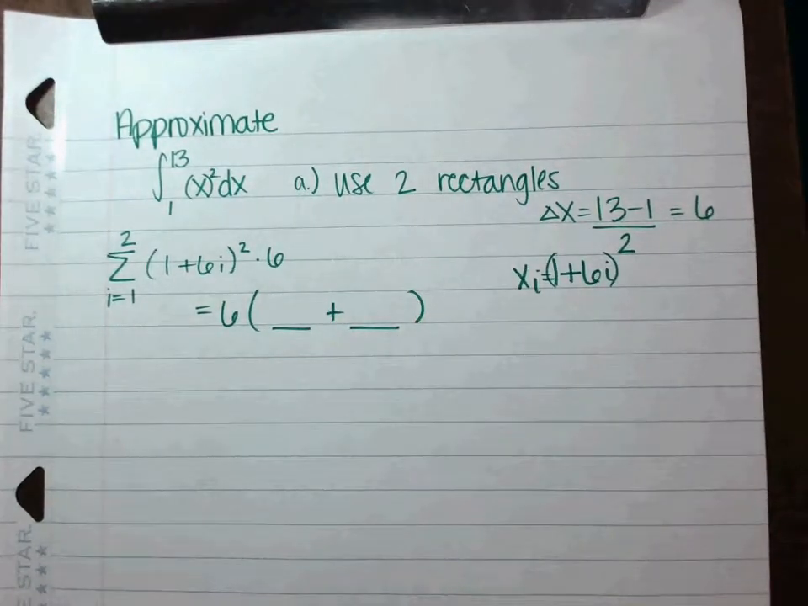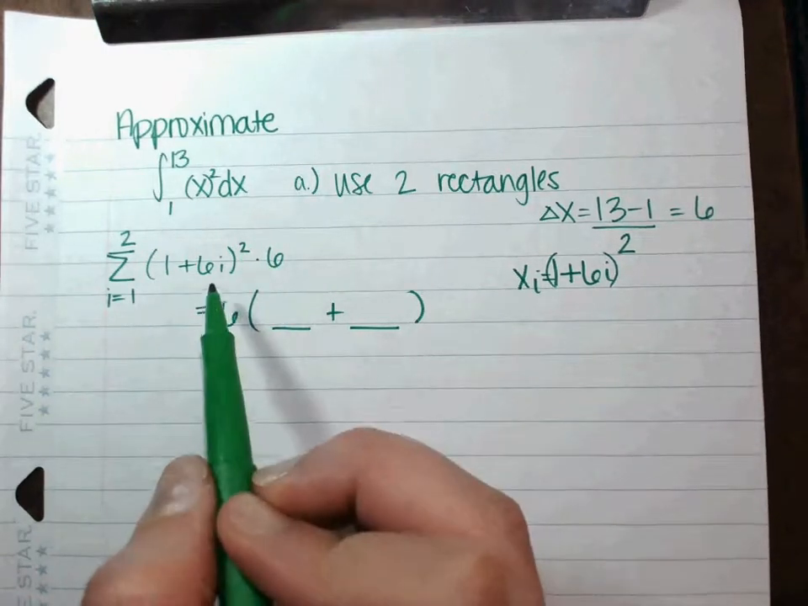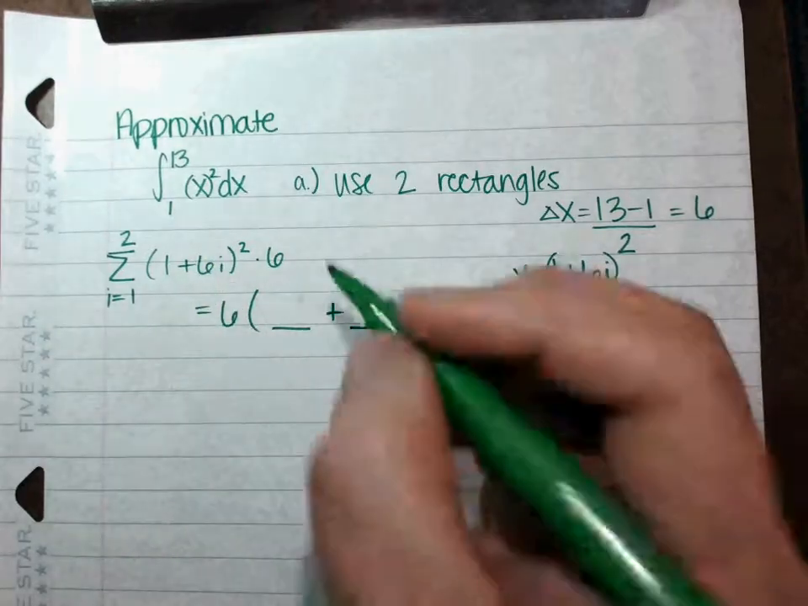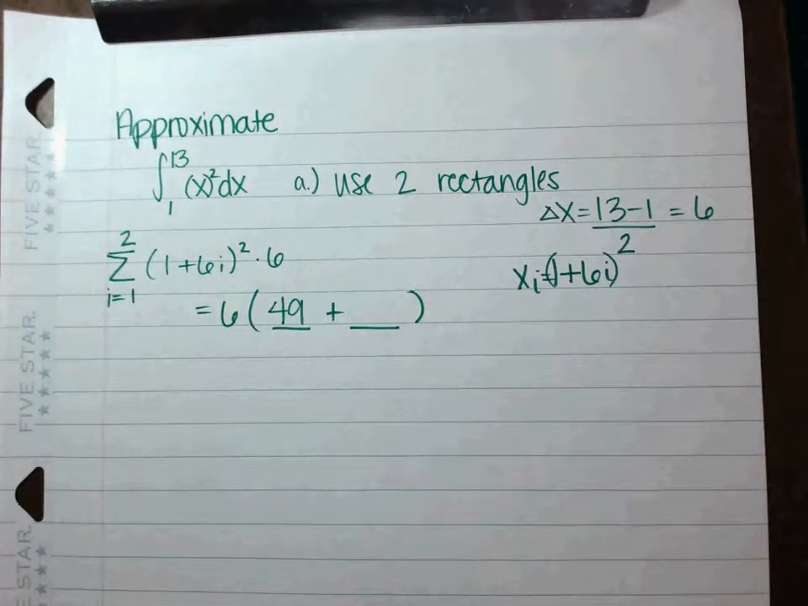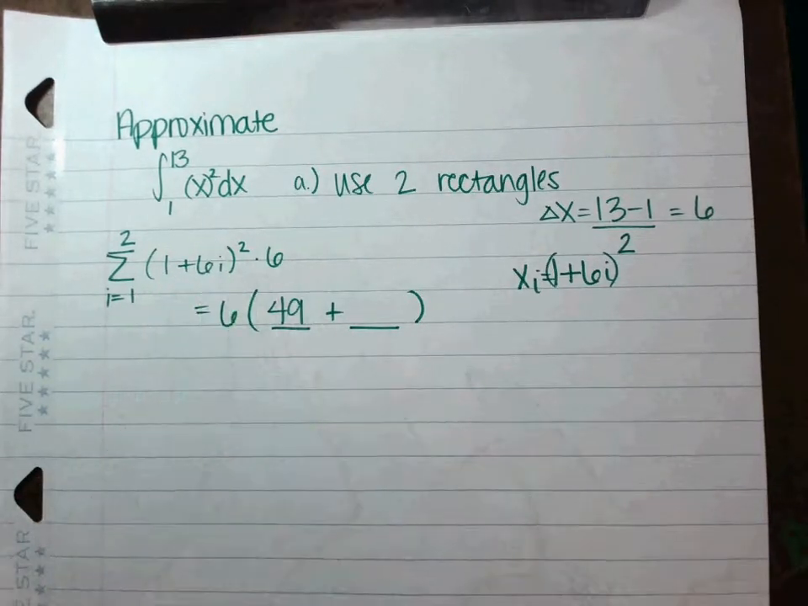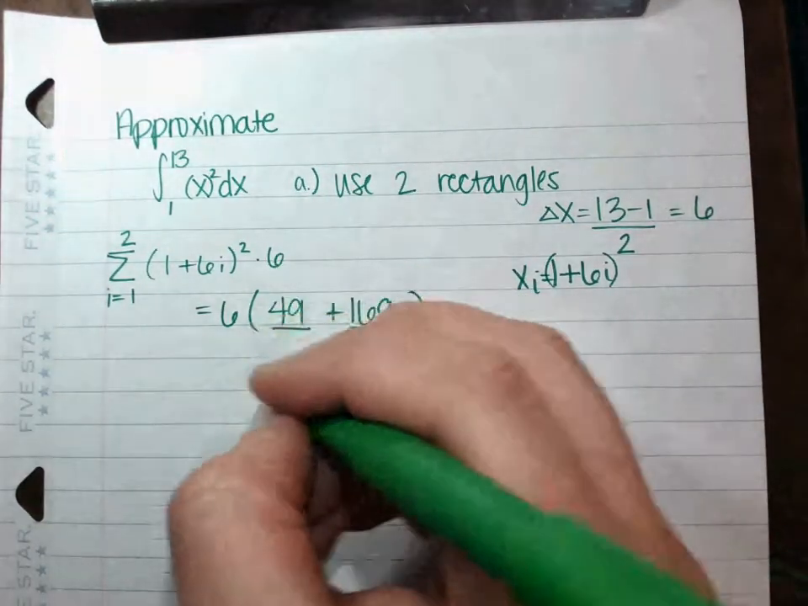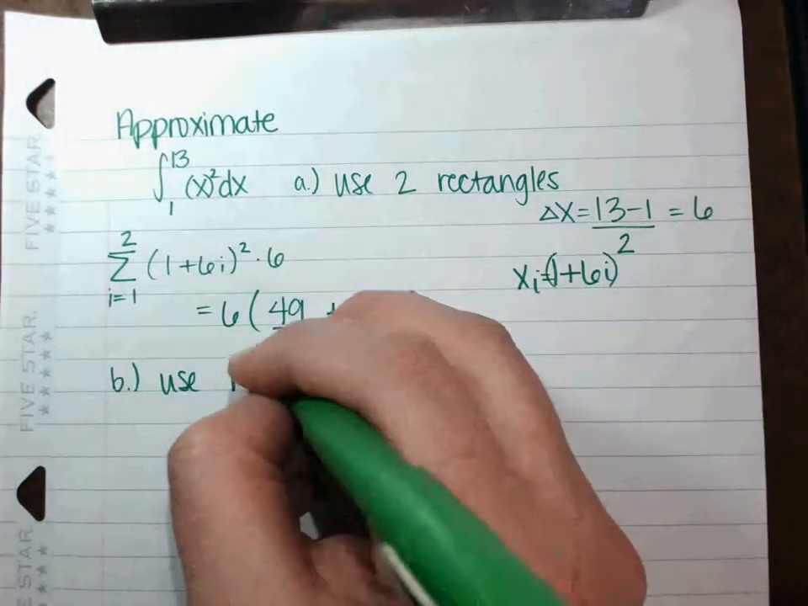Okay, first I'm plugging in 1. Remember, we're ignoring the 6 because we pulled it to the outside. So, 1 plus 6 is 7. Squared is 49. Next, we're plugging in a 2. This is our second rectangle. 6 times 2 is 12, plus 1 is 13. Square it, 169. Good. Okay, now for part B, we're going to increase the number of rectangles to 3.